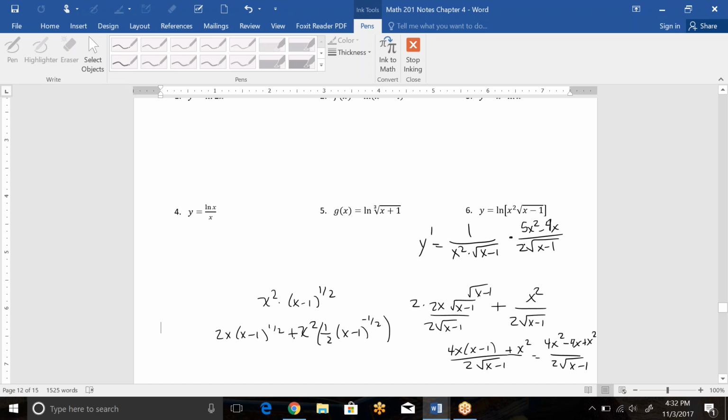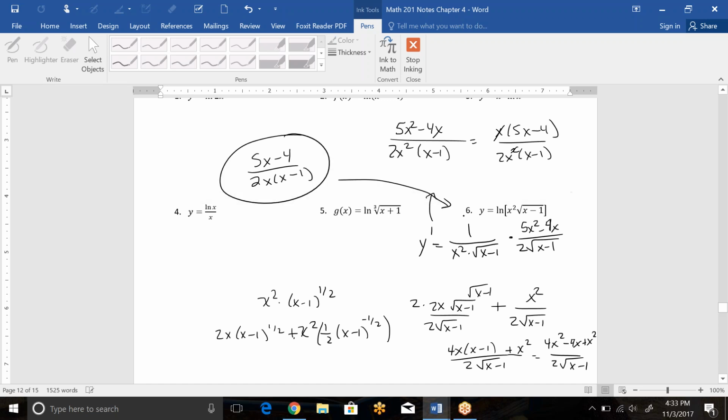Now you would typically combine this together, and it's actually going to turn out to be a nice answer. It's really interesting. So I'm going to go up here so I have a little room to write this. So up top I have a 5x squared minus 4x because you multiply that times 1. On the bottom, I have a 2x squared, and then the square root of x minus 1 times another square root of x minus 1 is just x minus 1. Now we can pull an x out of the top, and the reason we would do that is because there's an x out front down here that we can cancel with that. There's actually 2 of them, but we're just going to cancel 1. So my final answer for this one is 5x minus 4 over 2x times x minus 1. So that's the derivative of number 6.